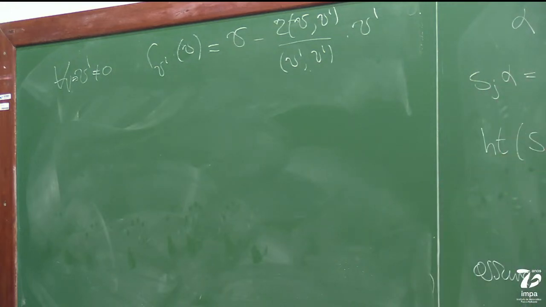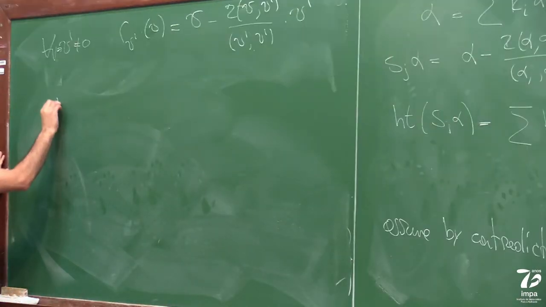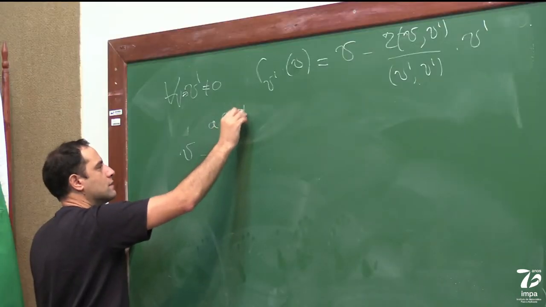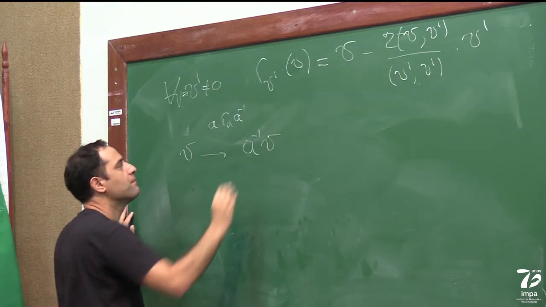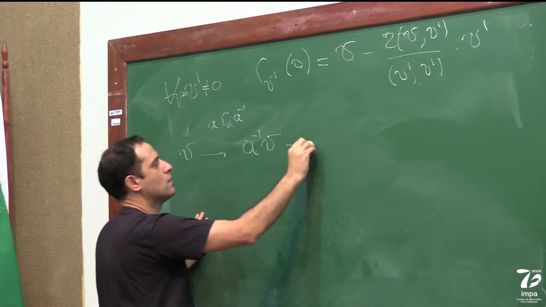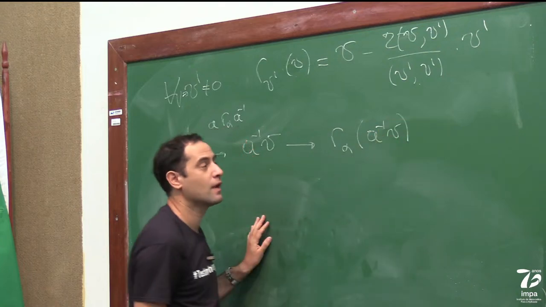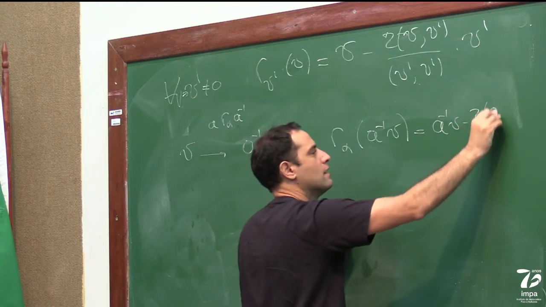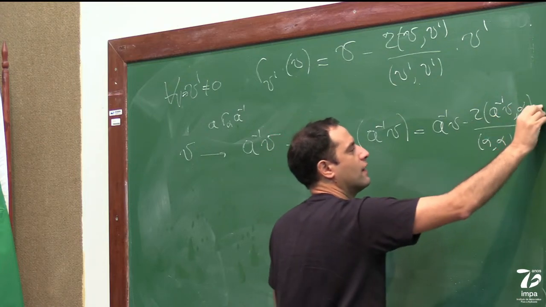Okay, so we need to prove that statement. So let's grab V and let's apply A R alpha A inverse to that. So this goes to A inverse V. Then it goes to R alpha of A inverse V. And this, by definition, is A inverse V minus twice (A inverse V, alpha) over (alpha, alpha) times alpha.